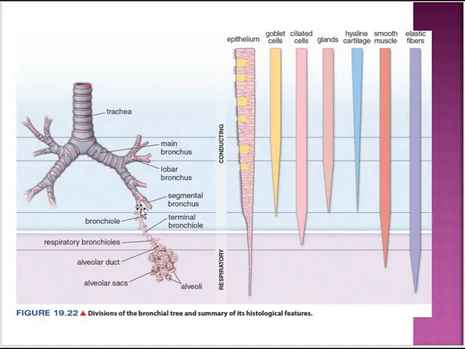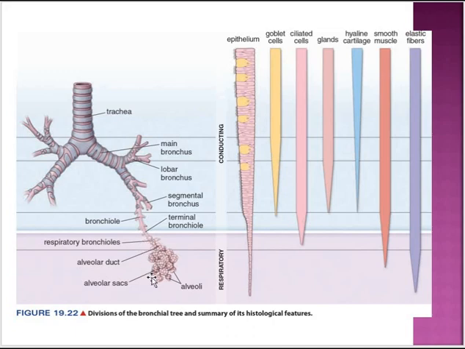Then they undergo subdivision into segmental or tertiary bronchi. So the lobar bronchi will subdivide into tertiary bronchi. The tertiary bronchi continue the branching pattern till they lead to the bronchioles. Pay attention, the bronchioles are smaller bronchi. And finally, they come to the terminal bronchiole. Here you can see it. So at the terminal bronchiole, the conducting portion of the respiratory system finishes.